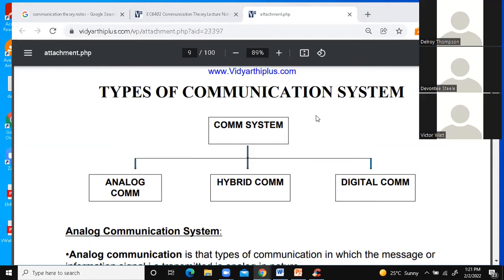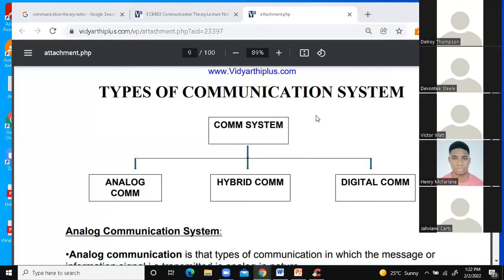Well, sir, I'm guessing hybrid communication is a combination of both analog and digital communication. Sure. Digital would be in a form of like email.